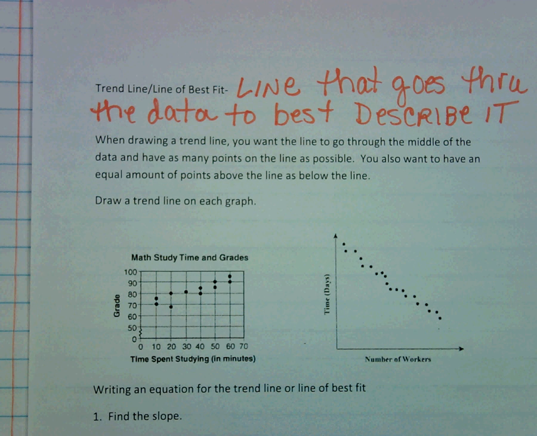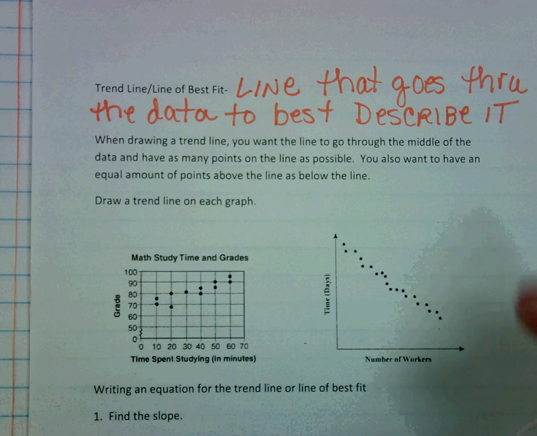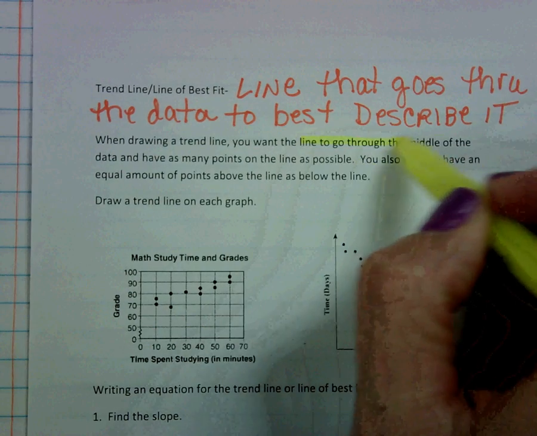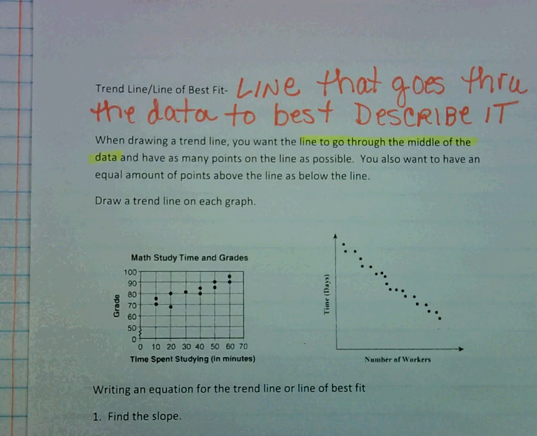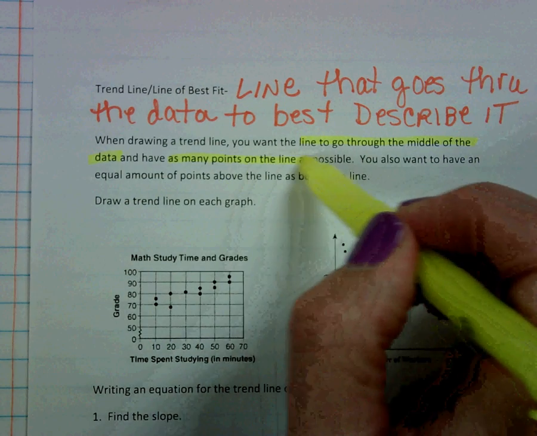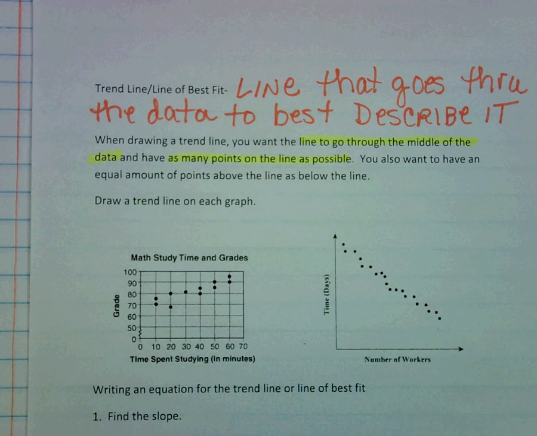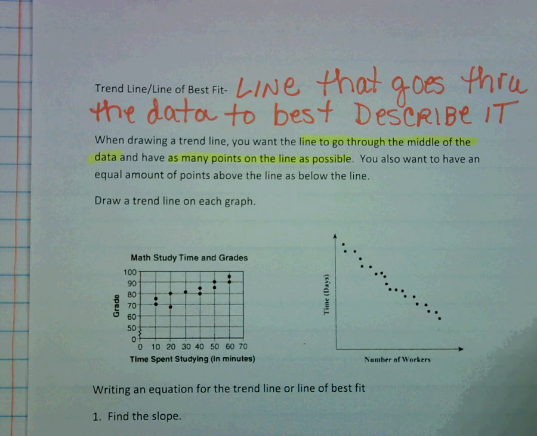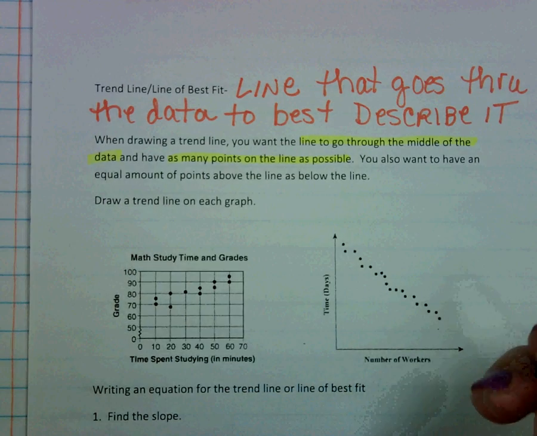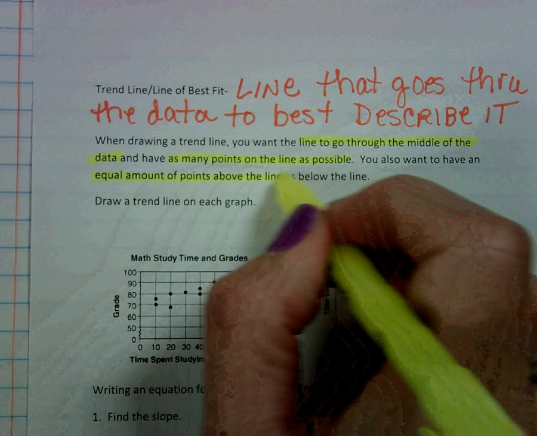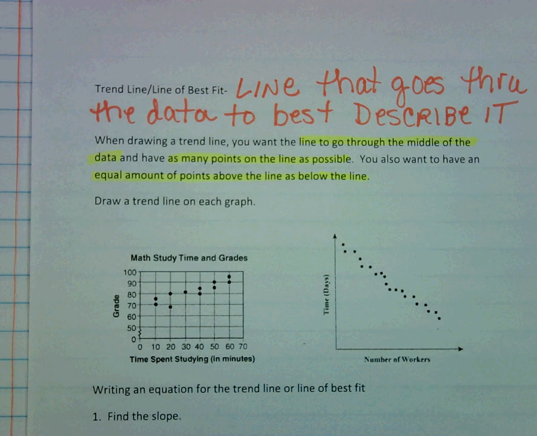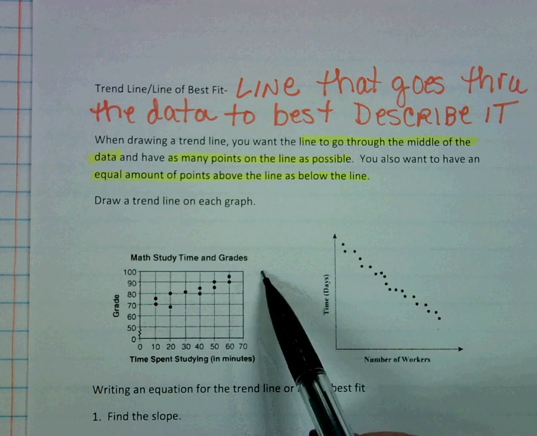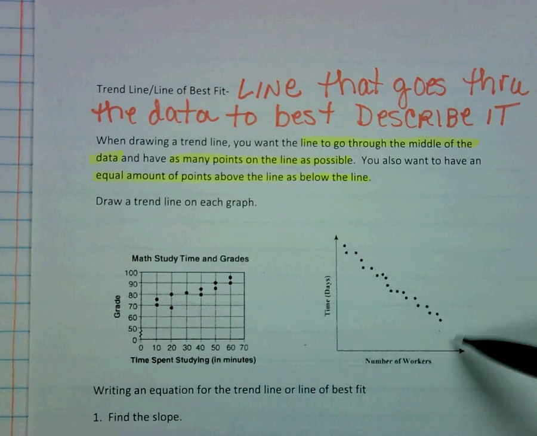When we draw a trend line, let's look at these notes right here. It says you want the line to go through the middle of the data, and you want as many of the points on the line as possible. A lot of the points won't fit on the line, so you want to make sure that you have an equal amount of points above the line as below it. So let's look at these two graphs. This one is showing a positive trend. This one is showing a negative trend or association.